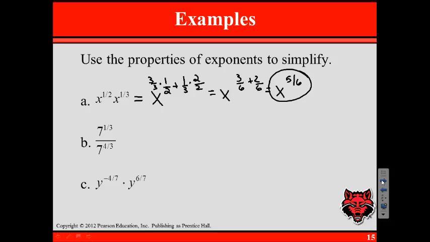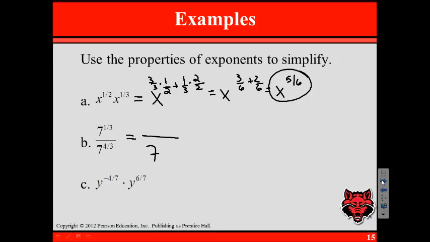7 to the 1/3 power over 7 to the 4/3 power. Hopefully you remember our little trick to the quotient rule, and that was to find the largest exponent and then write all of our base in that location. It wasn't always the numerator. Sometimes it was the numerator, sometimes it was the denominator. Because here our exponents have the same denominator, 1/3 and 4/3, we know that 4/3 is larger than 1/3, so all of our 7s will move down to the denominator.